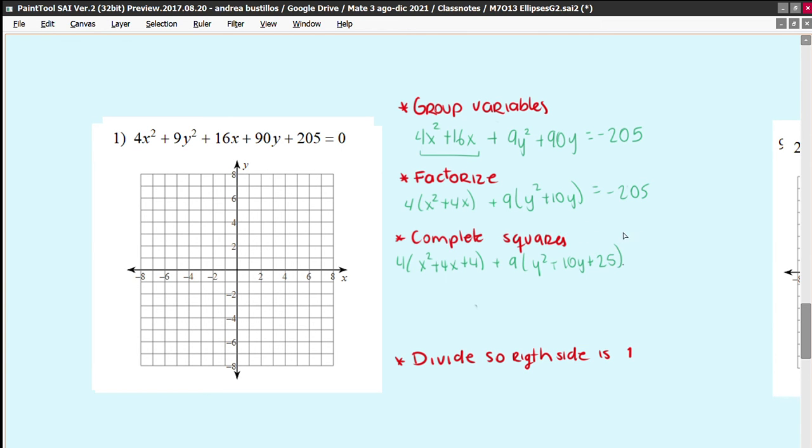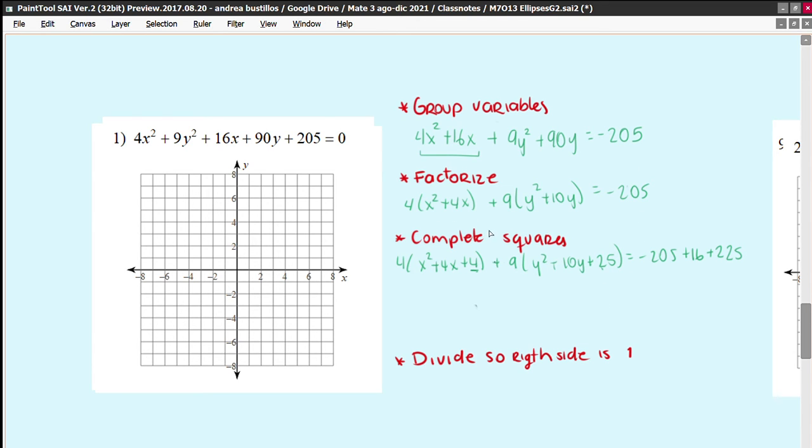Now, here is the important part. When you complete squares, you know you have to add things on the right side of the equation to create a balance. But remember, in this case, when you completed squares, you got a 4. That 4 is also affected by this factor. So instead of just adding a 4 on the right side, you're going to add 4 times the factor, that is 16. And the same thing applies with the other variable. You completed a 25 here, but this 25 is being affected by this 9. So 25 times 9 is 225. So that is what you have to add on the right side.